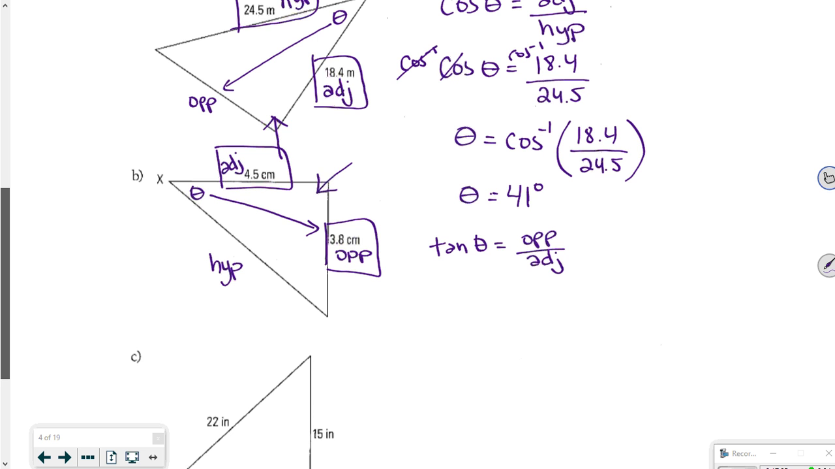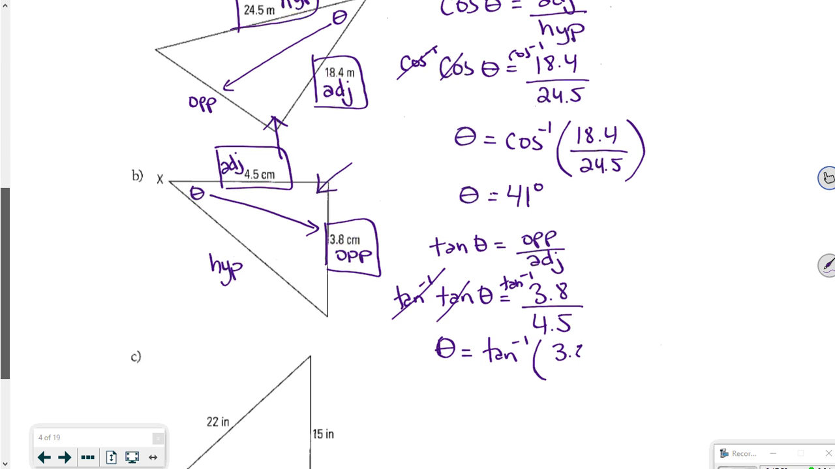So we don't know our angle, but we do know the opposite side is 3.8. We do know the adjacent side is 4.5. We're going to do the inverse to get rid of it, so tan -1 on both sides. Makes this cancel. So the inverse tan of 3.8 divided by 4.5. And our angle equals 40 degrees. Degrees because we're talking about an angle.